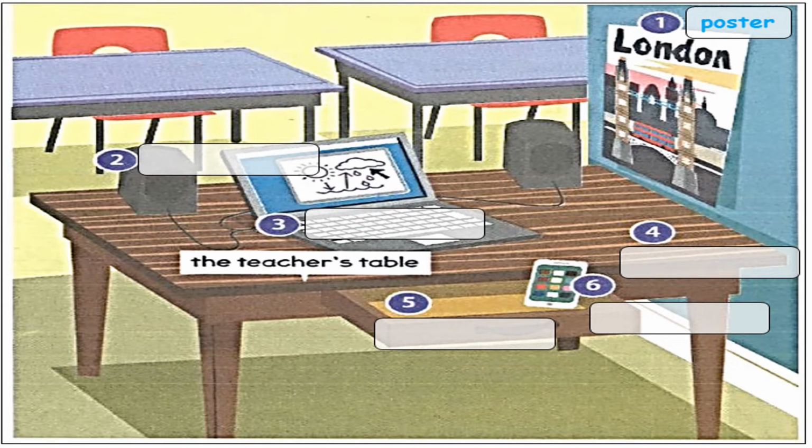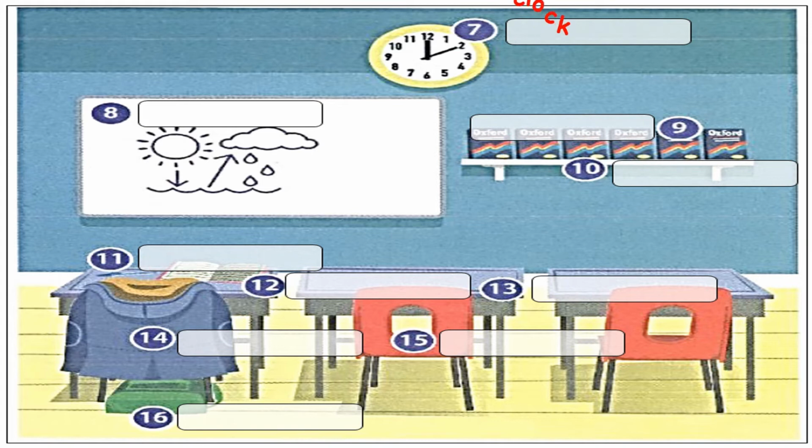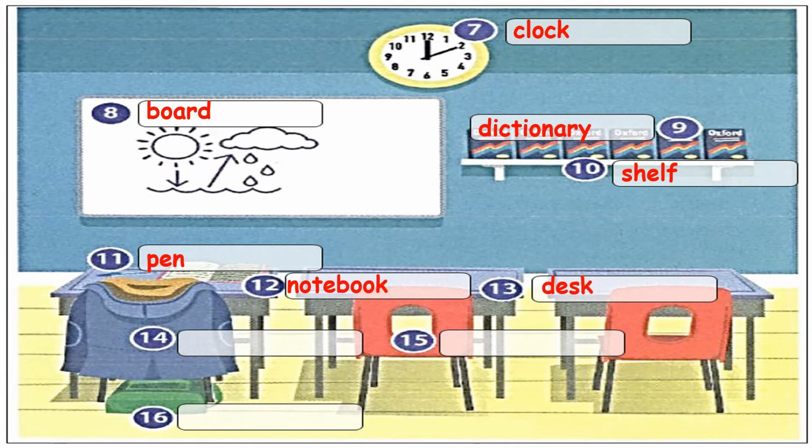1, poster, 2, speaker, 3, laptop, 4, table, 5, drawer, 6, mobile phone, 7, clock, 8, board, 9, dictionary, 10, shelf, 11, pen, 12, notebook, 13, desk, 14, coat, 15, chair, 16, bag.